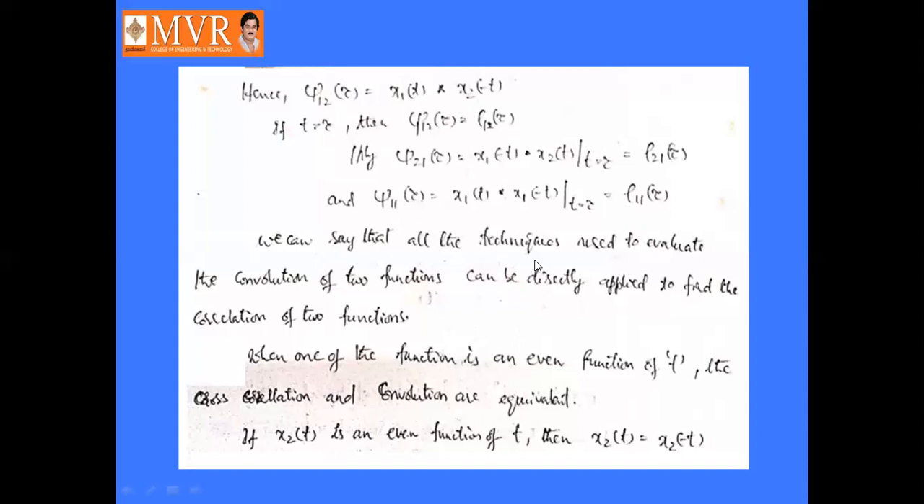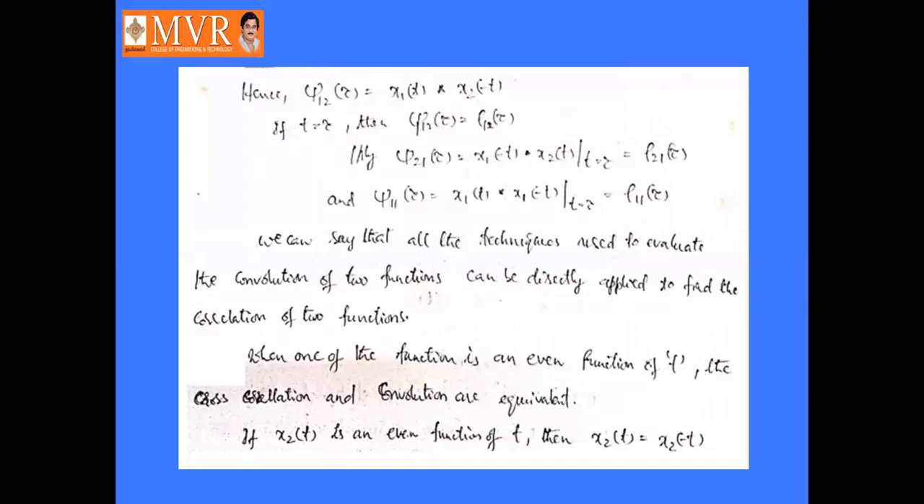We can say that all the techniques used to evaluate the convolution of two functions can be directly applied to find the correlation of two functions. Why? Because these two are equal at t equal to tau. J21 of tau equals rho21 of tau, J11 of tau equals rho11 of tau, and similarly J12 of tau equals rho12 of tau. And if one of the functions is an even function of t, the cross correlation and convolution are equivalent. So one function must be an even function; then cross correlation and convolution are equivalent.